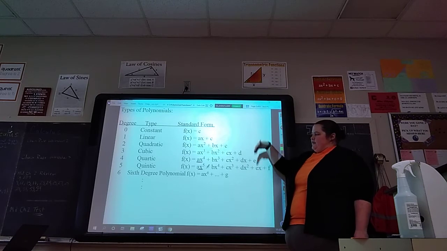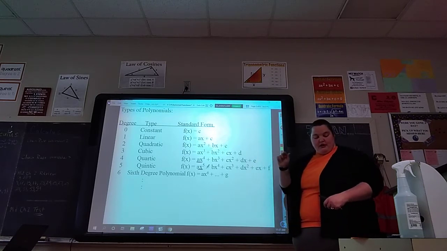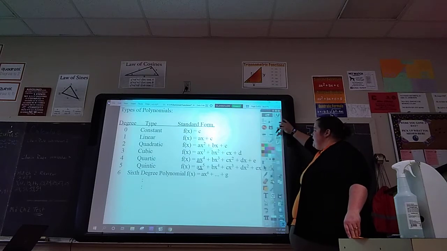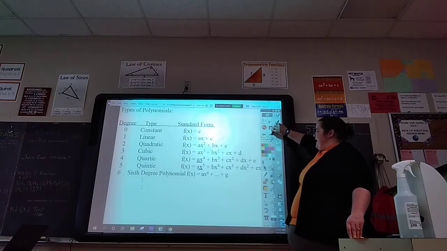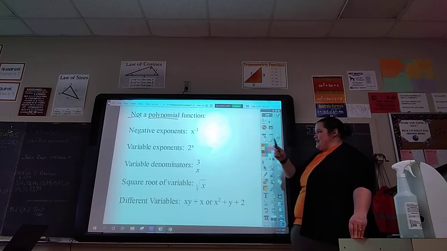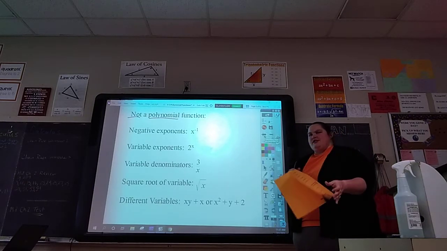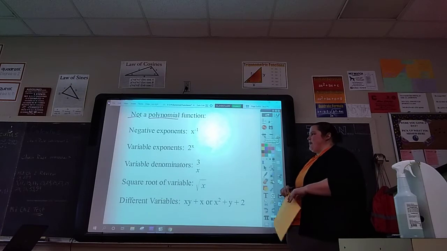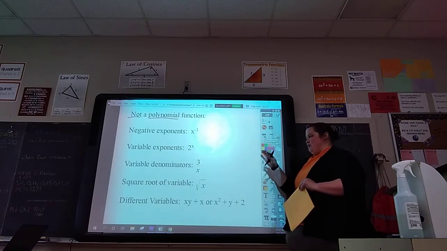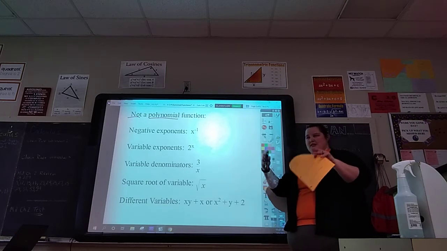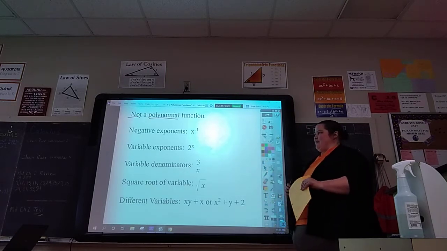So those are the different classifications we're going to use for polynomials. Then real quick, before we do some examples of the classification, I have a slide of reminders of what makes something not a polynomial, which I actually have in sentence form in an earlier note packet, but I just wanted to re-go through it because it's been a little bit, especially with our snow days, since we've talked about what makes something not a polynomial.